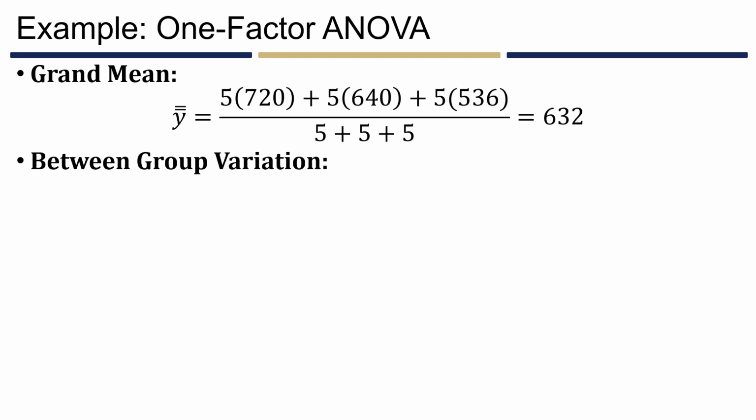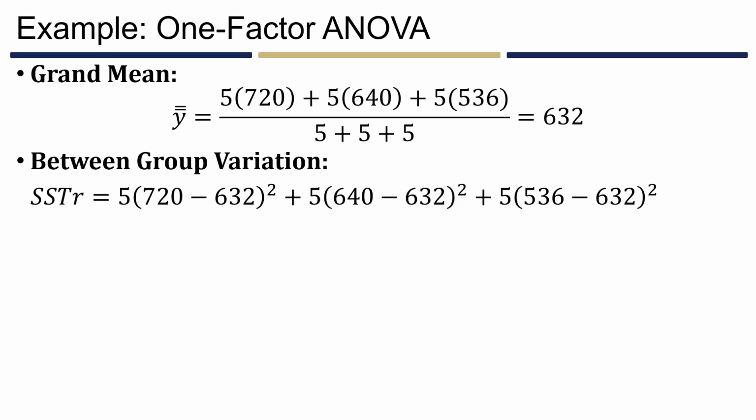Then we need to calculate the between group variation. The between group variation, or the SSTR, is calculated by taking the sample size for the group, which is 5 across the board, and then multiplying it by the squared difference between each sample mean and the grand mean. So for the computer science majors, we have 5 times the quantity 720, which was their sample mean, minus the grand mean of 632, squared. Then we do the same thing for the econ majors, 5 times 640 minus 632 squared, and then add on the same factor for the history majors. They averaged 536 on the math part of the SAT. The grand mean was 632.